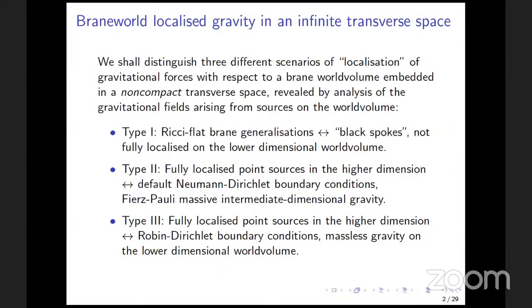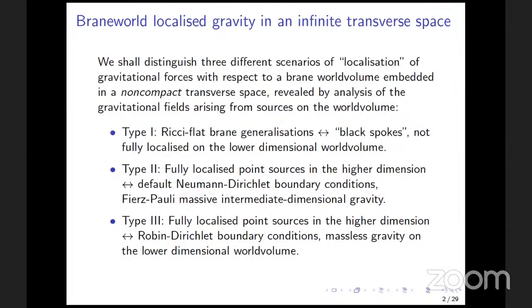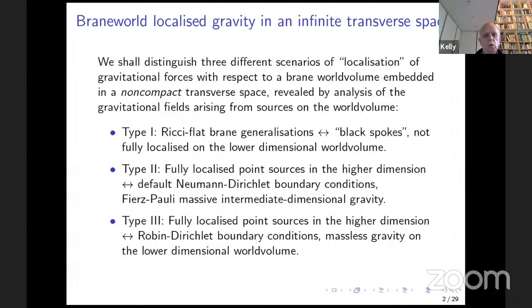So the first type, which I want to mention basically for historical reasons, although it's not really, I'll call type one. This is where you take a flat brane solution, but promote the flat world volume metric to a Ricci flat metric, and we're going to call these flux flows. We'll find that these are not really fully localized lower dimensional world volume. So that's in order to set apart from basically the type two and three constructions, which are fully localized point sources in the higher dimension.